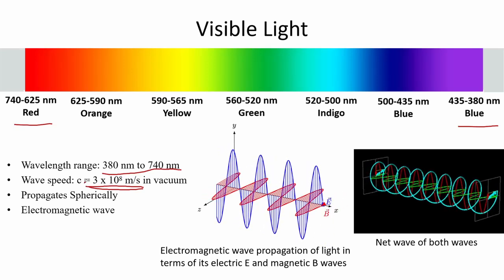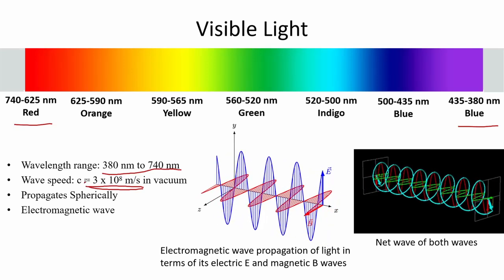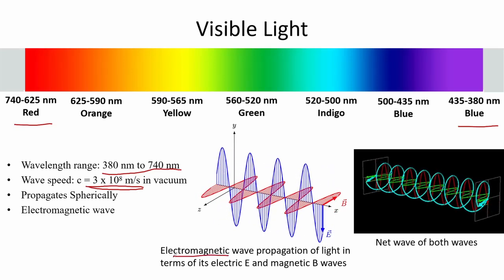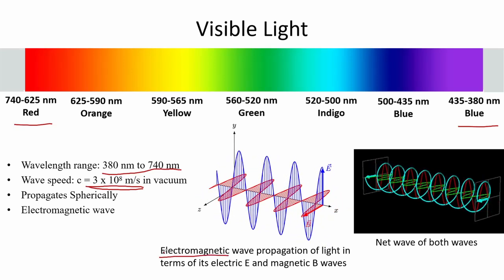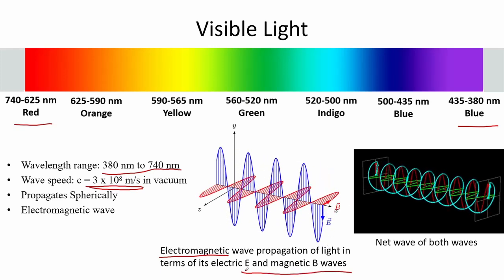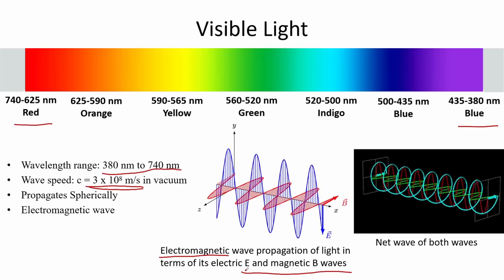If the light source, like a lamp, is stationary, it propagates spherically. Light is an electromagnetic type of wave, which means it is a combination of an electric and magnetic wave as shown in the figure. The waves are perpendicular to each other. If we take the net for the waves, we see that when it moves it appears spiral.